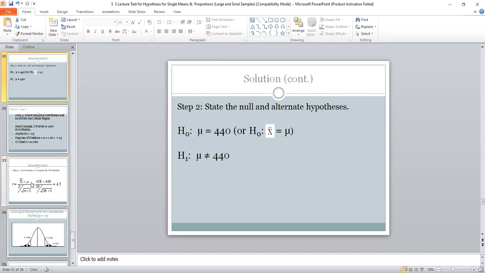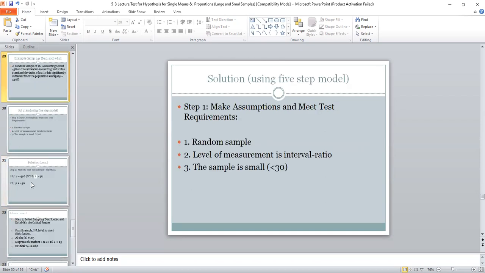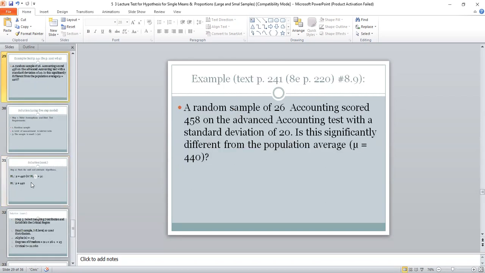So mu is equal to 440, and the alternative is mu not equal to 440. Then you have sample data. The mean is 458 with a standard deviation of 20. So X bar is 458, sigma is 20, N is 26.